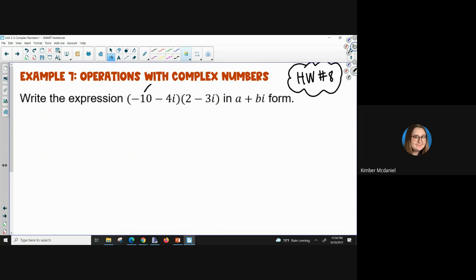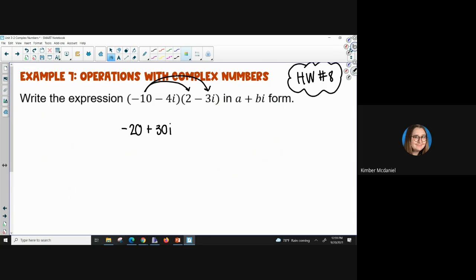So I'm going to do negative 10 times 2 and negative 10 times negative 3i. Negative 10 times 2 gives us negative 20, but what's negative 10 times negative 3i? Positive 30i, good. Because a negative times a negative is a positive, 10 times 3 is 30, and then we only have one i, so we bring it down.